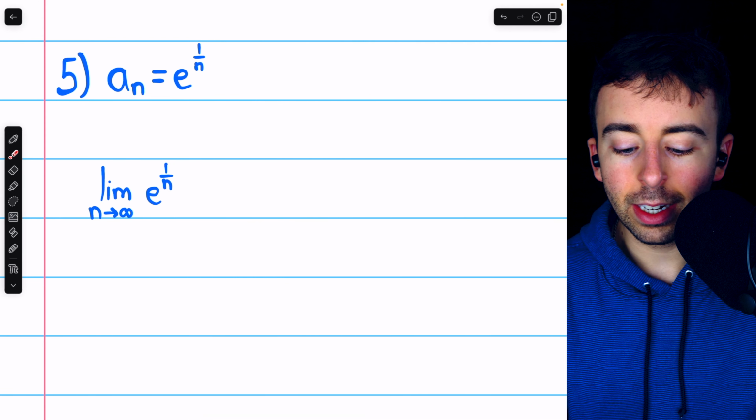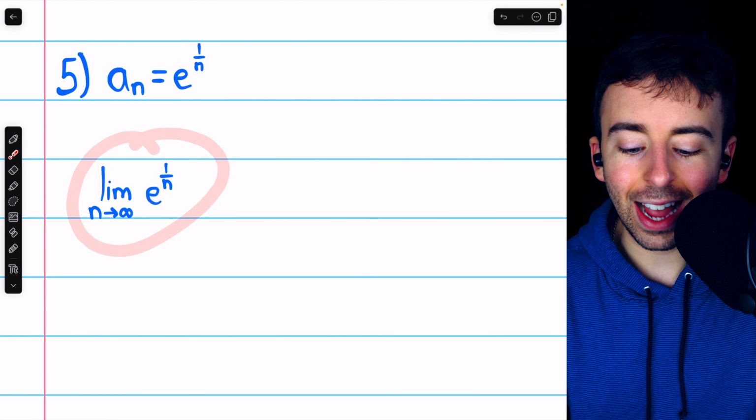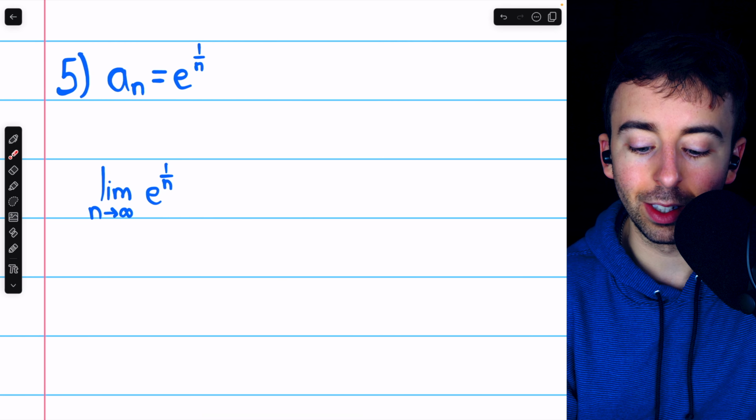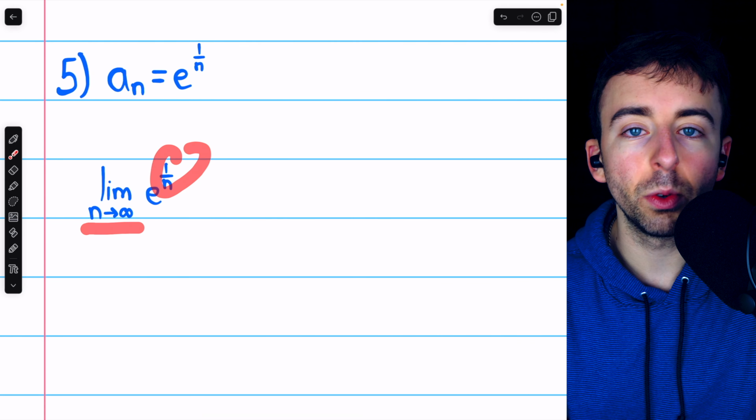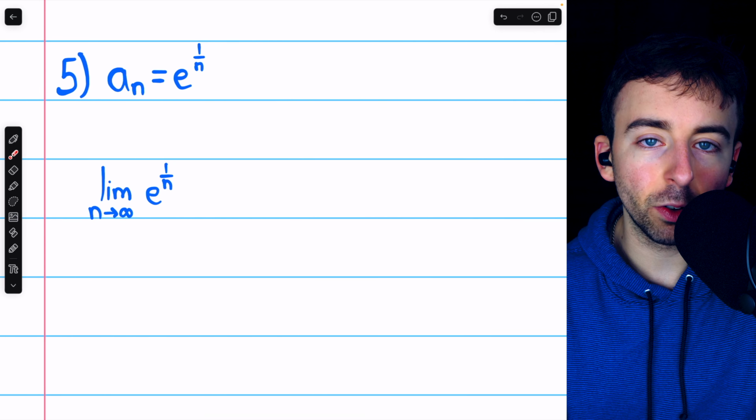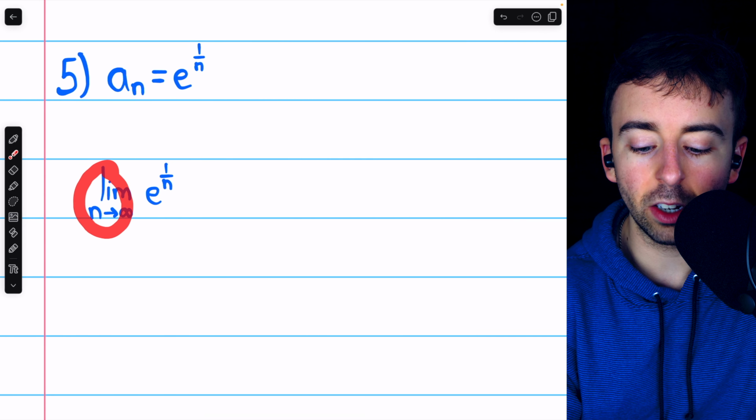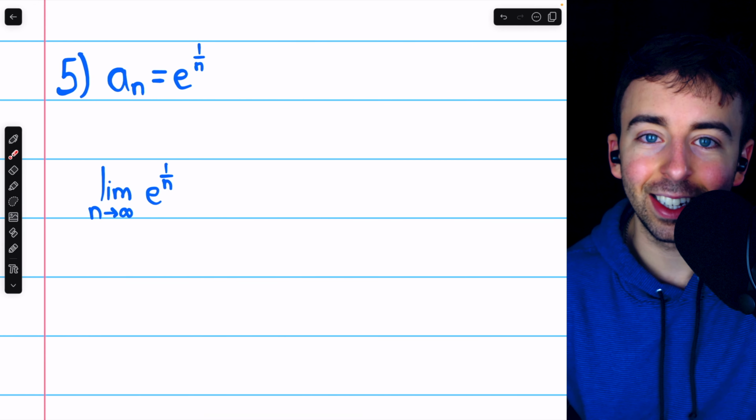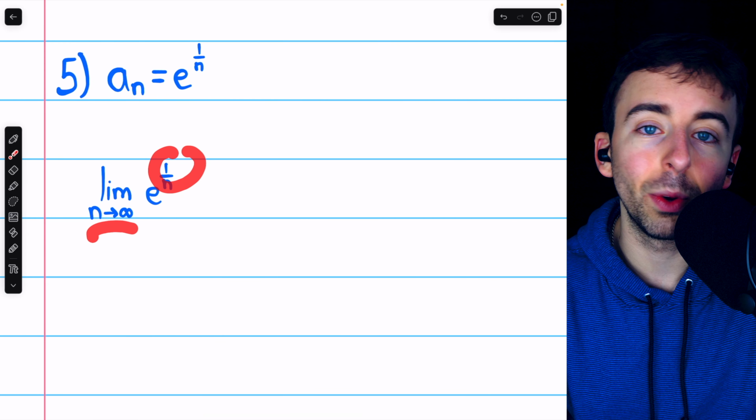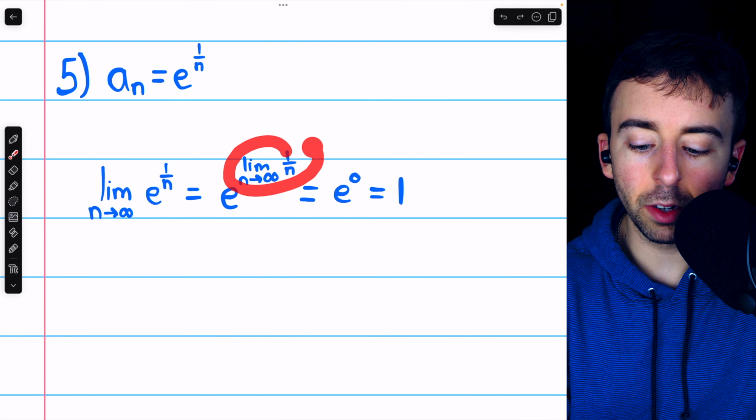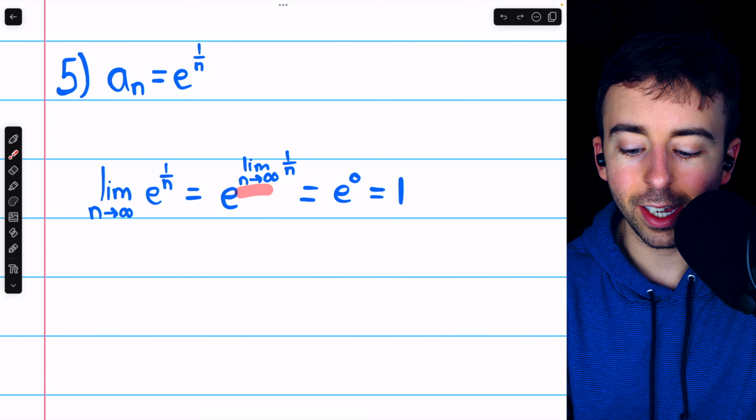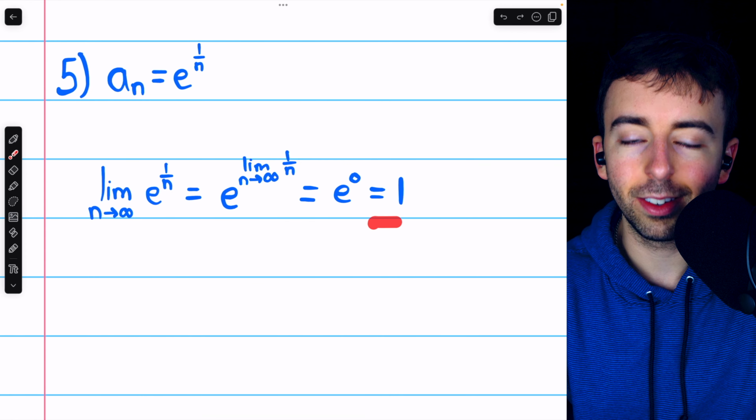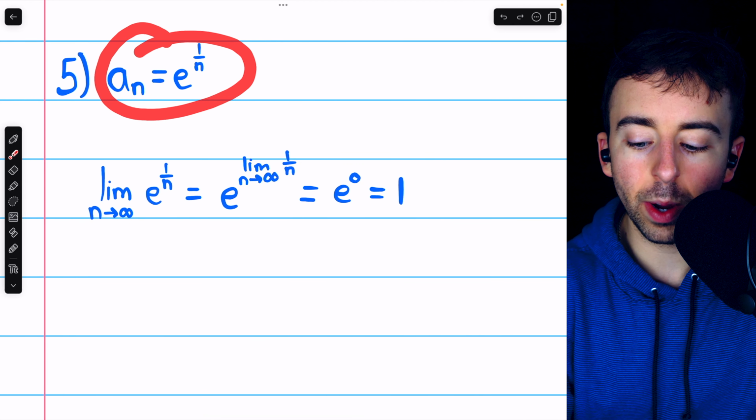In problem number 5, we're looking at the sequence whose terms are e to the 1 over n. Now, the limit of e to the 1 over n is the same as e to the power of the limit of 1 over n as n goes to infinity, because the exponential function is continuous, so we can just move the limit into the exponent, since it's only affecting the exponent. That's the only thing with an n. But then it's clear the limit of 1 over n as n goes to infinity is 0. So this is just e to the 0, which is 1.